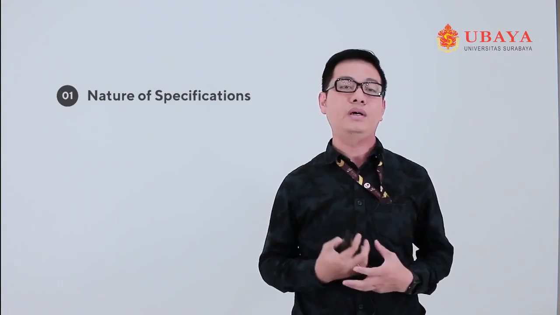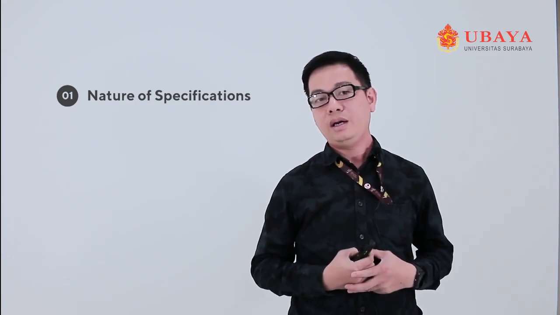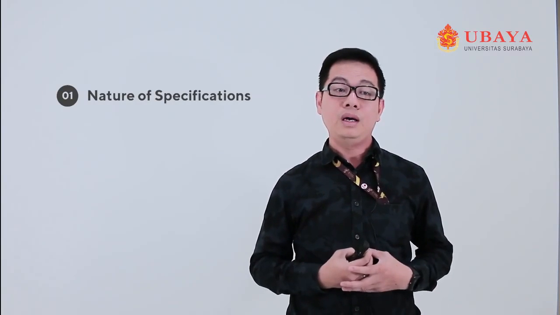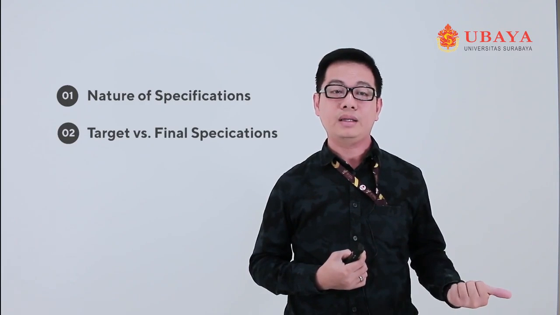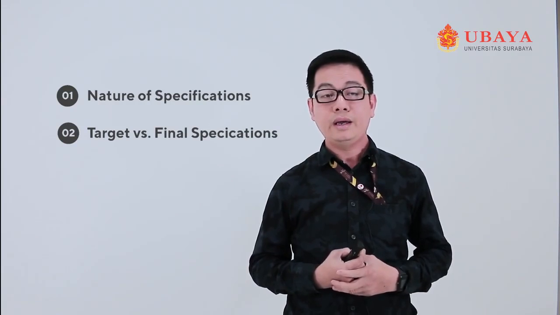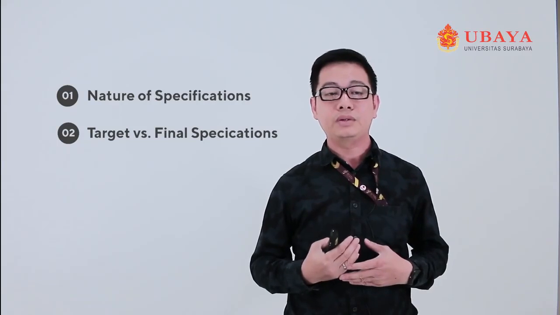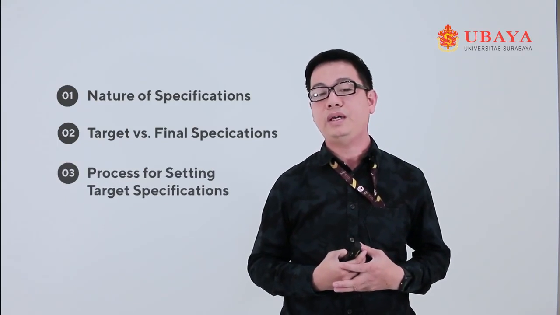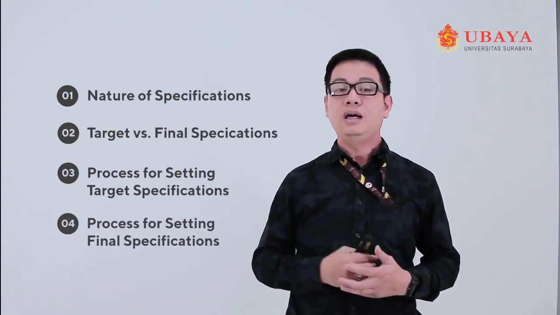Yes, the outline of product specifications for today is the nature of specification. So we have to know what specification actually is. We often hear about the specification of a product, and we also have known target and final specifications. So what is the difference between target and final specifications? And afterwards, we have to study the process for setting the target specifications and also the process for setting final specifications.